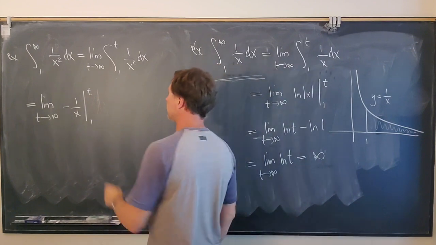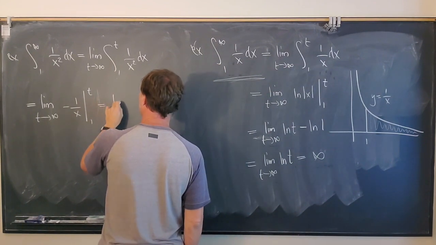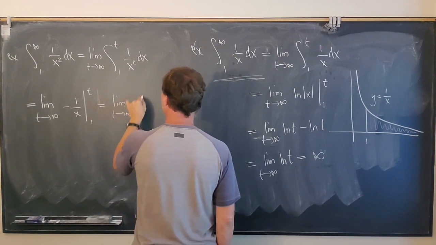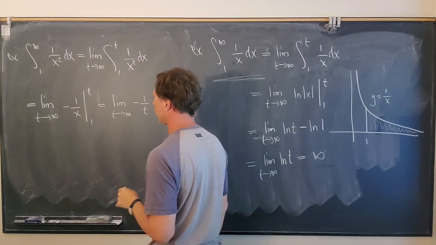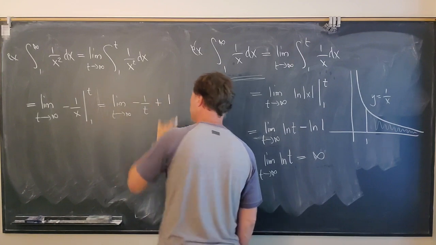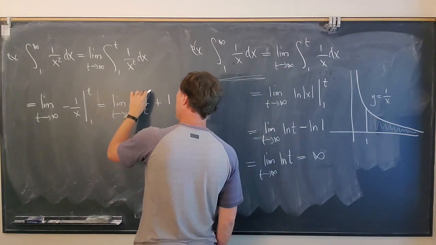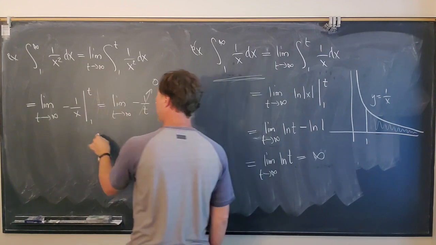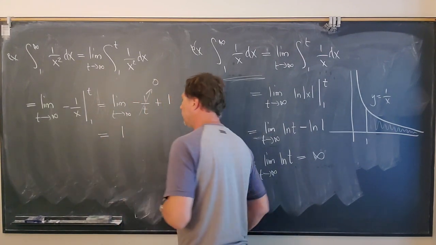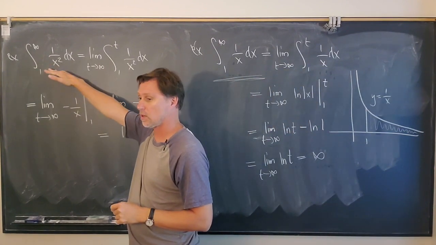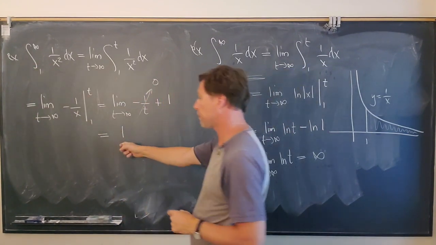Now plug in the limits of integration, and so we'll have a limit as t goes to infinity, negative 1 over t plus 1. And as t goes to infinity, 1 over t is approaching 0, and so this limit is equal to 1. That tells us then that this improper integral is convergent. Right? We got an actual number.